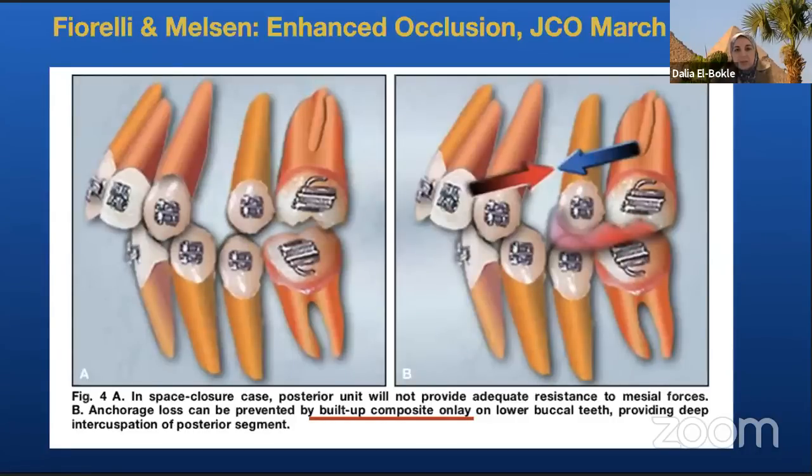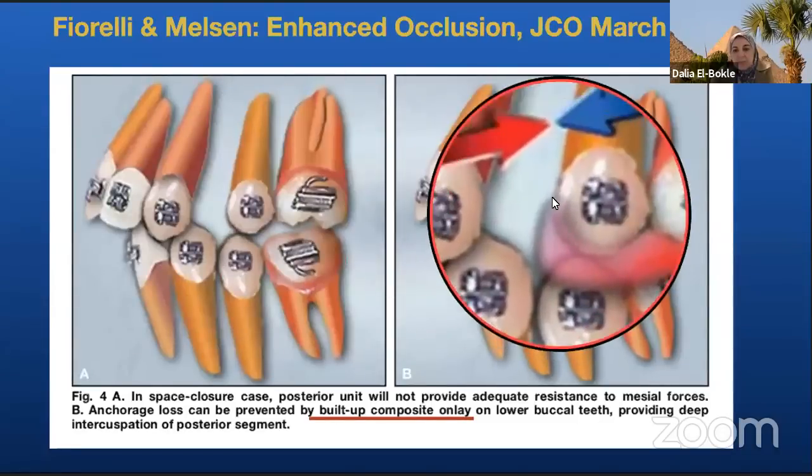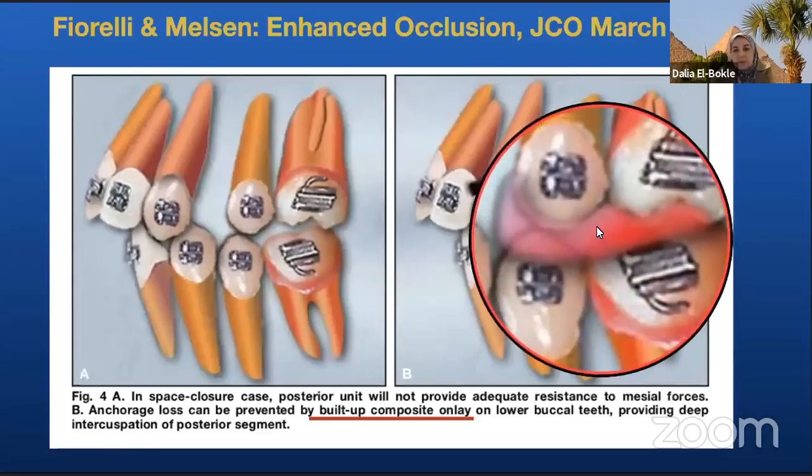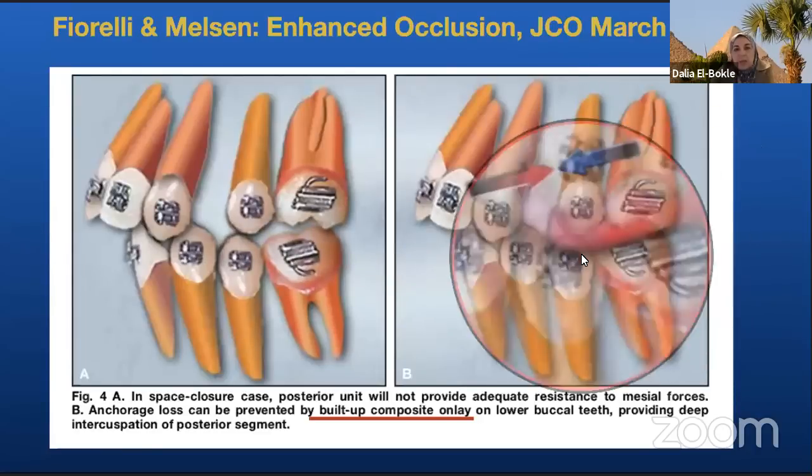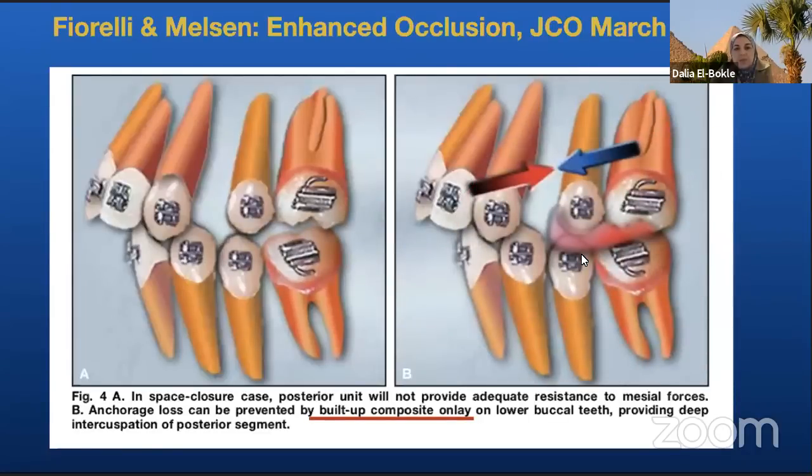And essentially the buildups they used created deep intercuspal or vertical walls, like you see here in this diagram, the vertical walls. And the authors mentioned that the anchorage can be treated successfully using such composite onlays, taking advantage of the ability of the normal occlusal forces to minimize or prevent the actual anchorage loss.